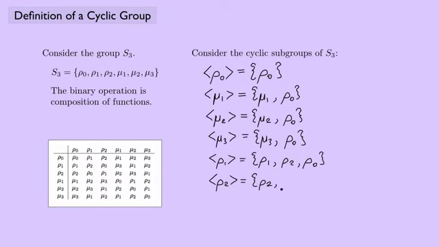We're going to have row 1, and then row 1 composed with row 2. That gives me back the identity. And if you notice, none of these cyclic subgroups are the entire group S3. In other words, no single element is generating the entire group here.